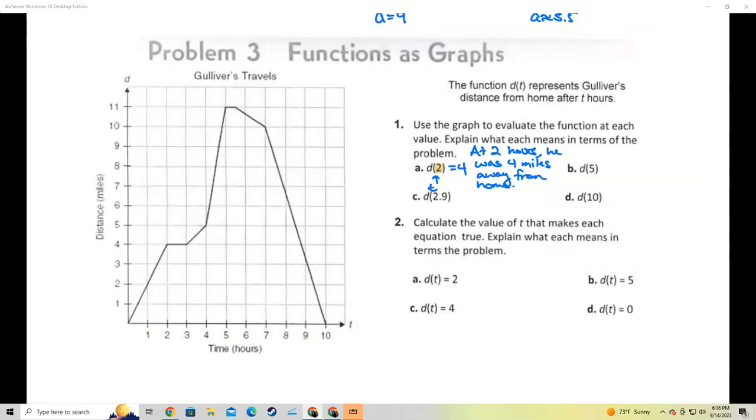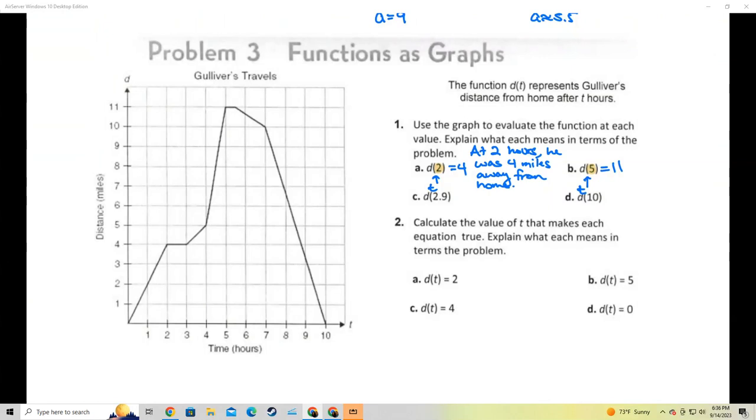Let's take a look at letter B. Letter B, again, it is on the inside of the function. Inside the function, I have a 5. That makes it your x, but it's not an x this time. This time it's a t. Your t is 5. Let's take a look at when t is 5. Here are your t's. T is 5 right here. I'm going to go up, up, up, up, up until I hit the graph. And it looks like it hits at 11. So I know that d of 5 equals 11.